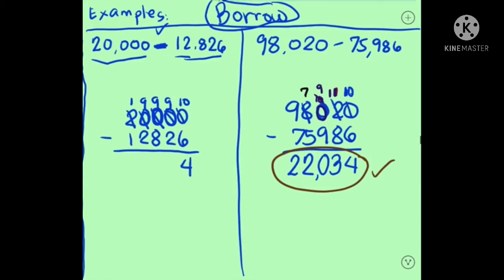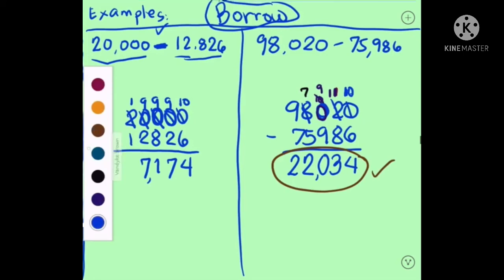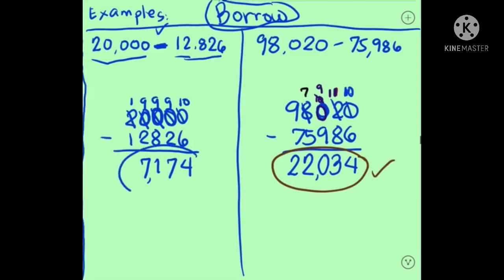9 minus 2. 9 minus 2 is 7. 9 minus 8 is 1. 9 minus 2 again. 9 minus 2 is 7. 1 minus 1, they're the same. So therefore, the answer is 0. Okay? If the number here is 0, it's okay that we will not write that one. Understand? Did you understand that? Okay. Now, this is now our answer.